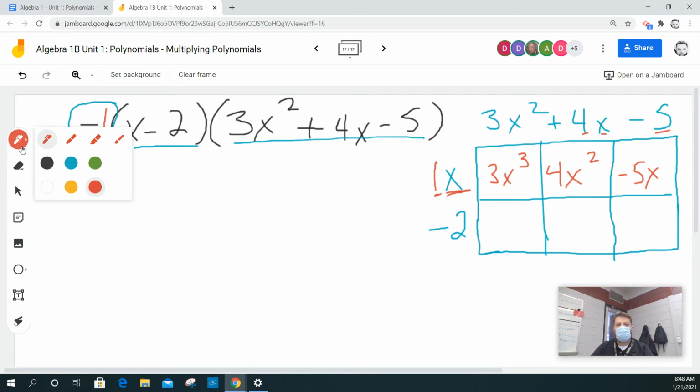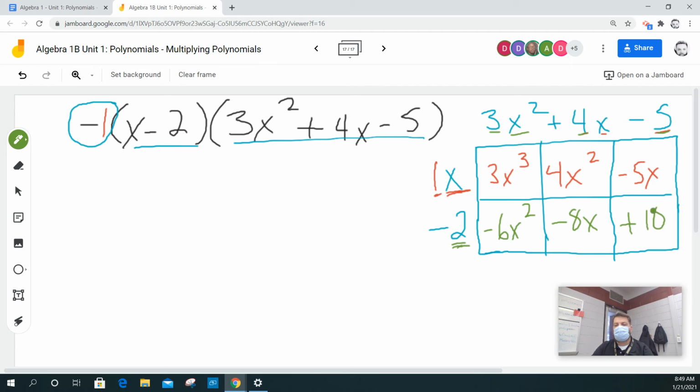Next, I'm going to say 3 times negative 2, which is negative 6. And then we can't ignore the x squared. That doesn't go away. It stays. Now, on all these terms that have x's, we're just multiplying the coefficients. So negative 2 times 4 is negative 8. Can't ignore the x, can't get rid of it. It's stuck with us. And then negative 2 times negative 5 is a positive 10.